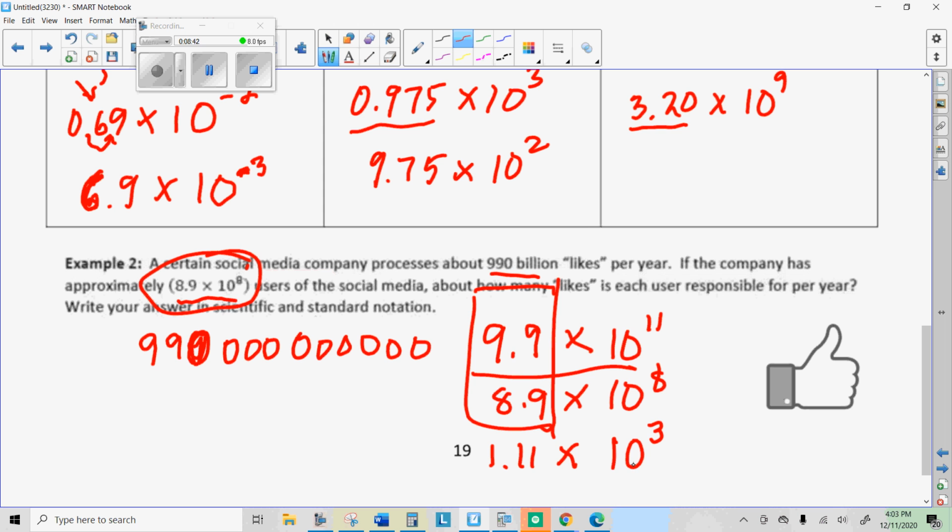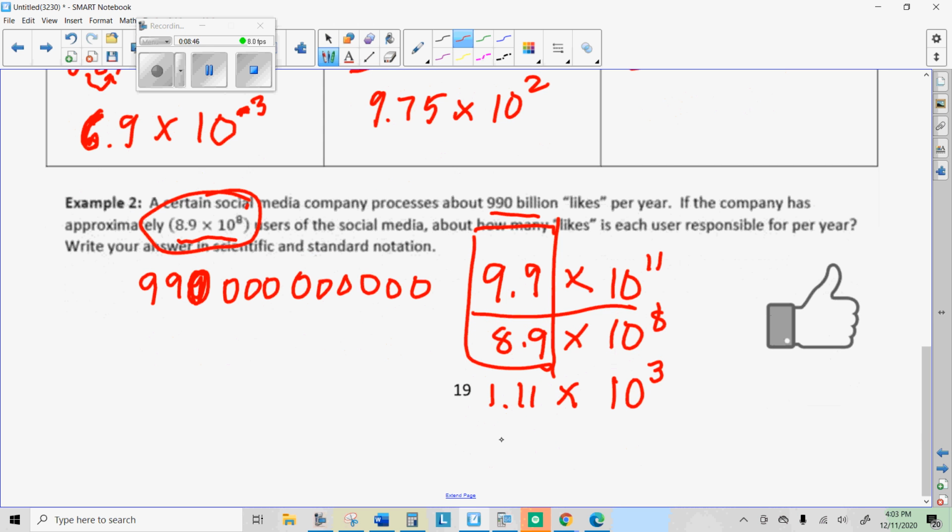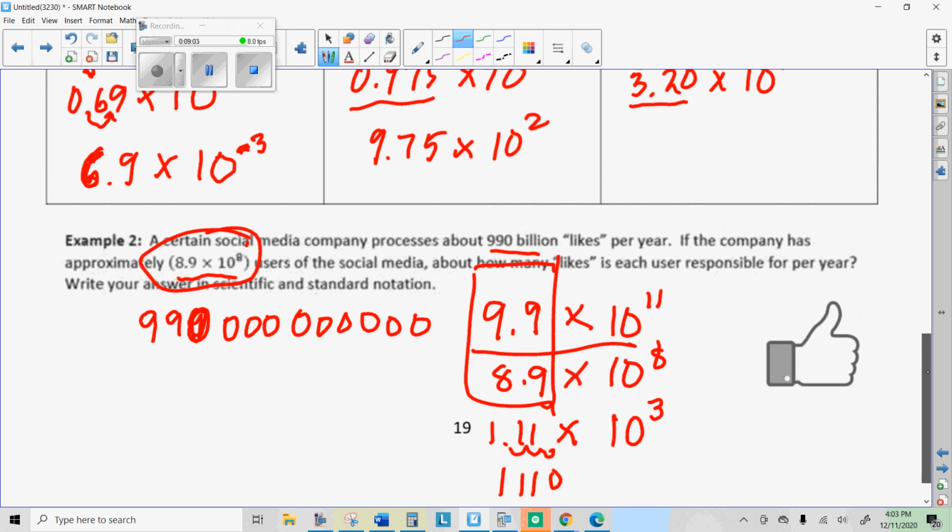Now if somebody said, well, what does that mean? I'm not a scientist. You could tell them that you could just change that to a normal number by moving the decimal over 3 places this way. You're going to need to add a 0. So that's 1,110 likes per user.